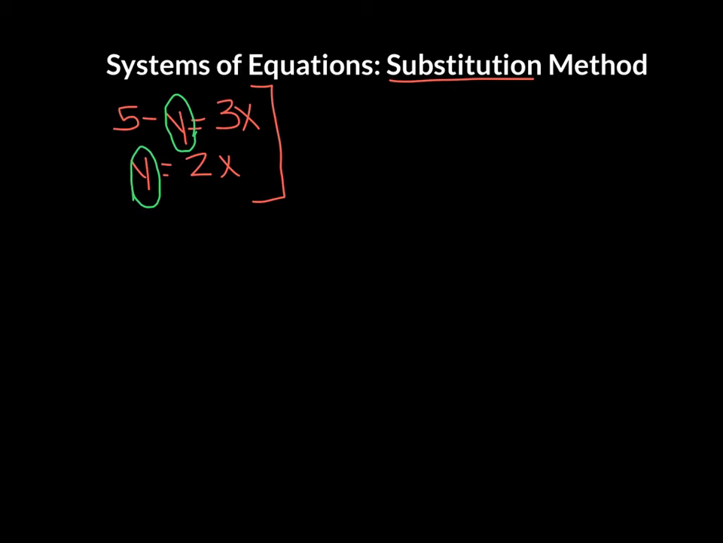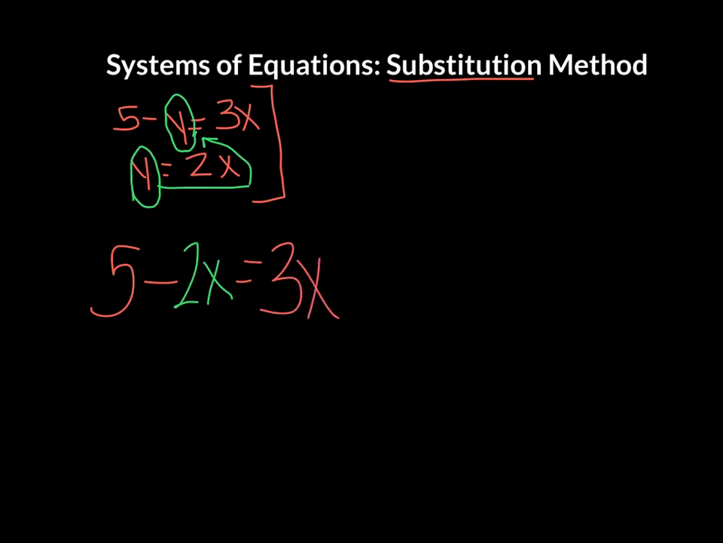Because they're the same thing, I can make this really cool substitution and plug in what y equals into this first equation. So I'm going to show you what that looks like. I'm going to take 5 minus, but I'm not going to put y because y equals 2x. So you see how y equals 2x. I put a 2x in there instead, but this still equals 3x.